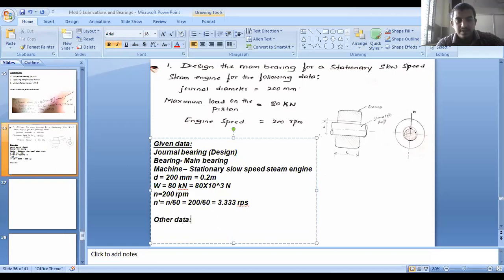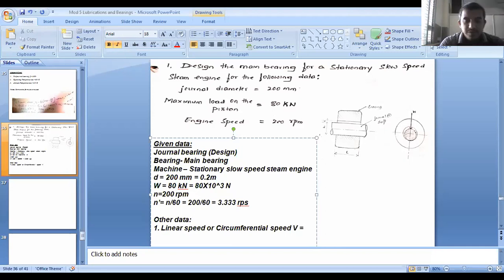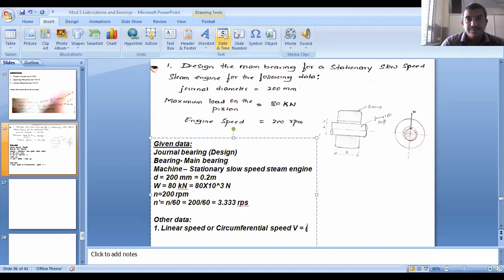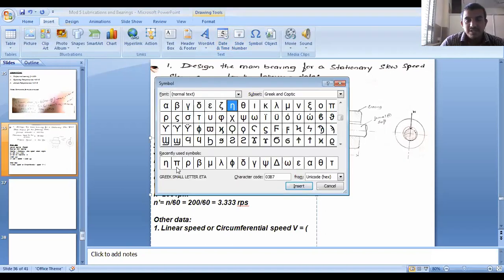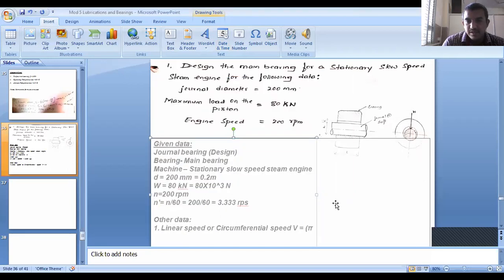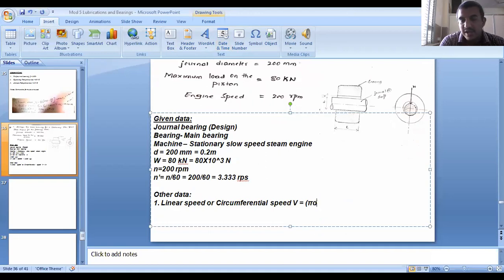The other data is the linear speed or circumferential speed. What is the representation of linear speed? Circumferential speed V is equal to pi D N by 60, or pi into D into N dash by 60. This is the other data.